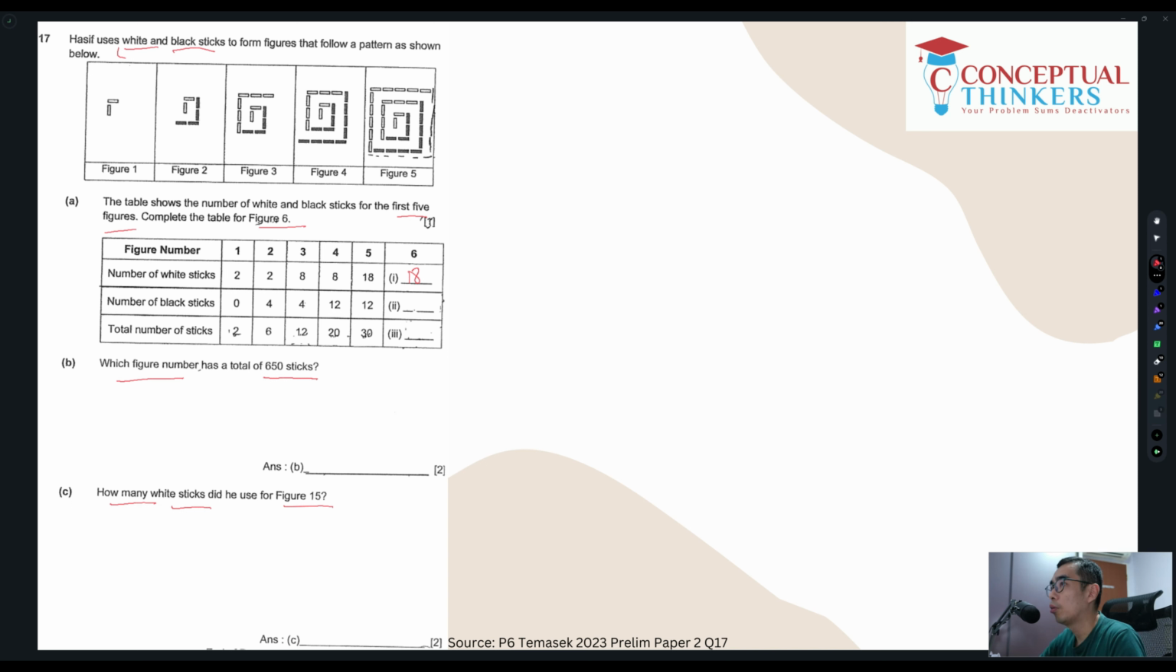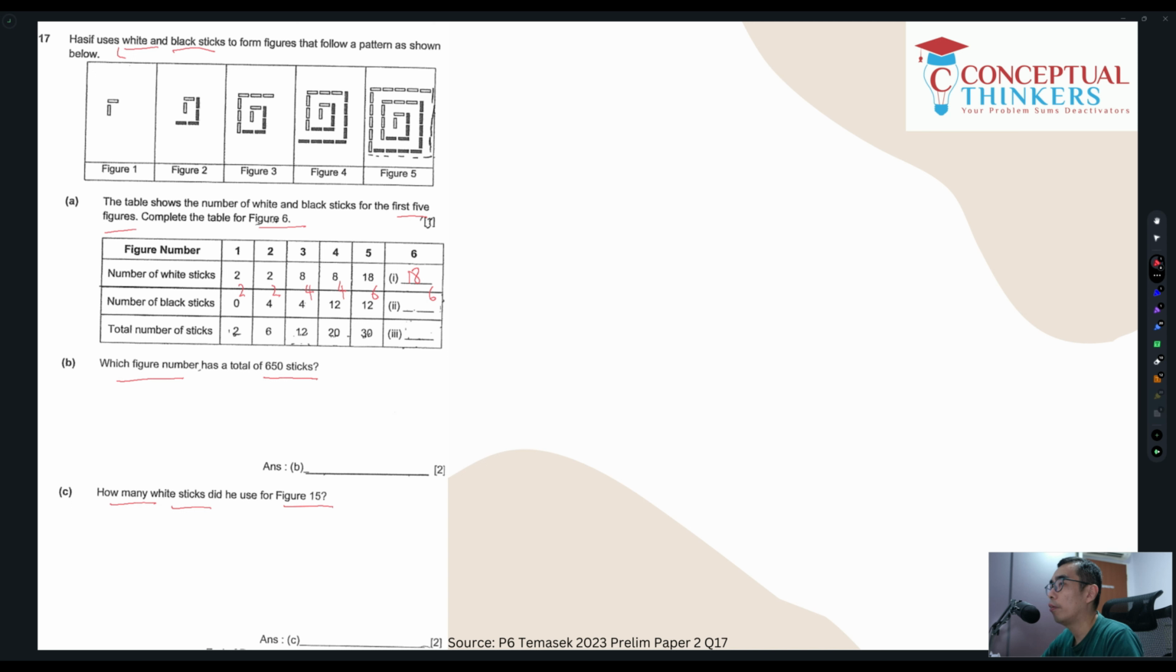So the first thing I will do is I will look at the difference. So you notice that the difference here will be 2, right? The difference here will be 2. Now the difference between 4 and 2 will be 2. Now the difference between 3 and 4 will be 4. Then 12 and 8 will be 4. So you notice that the difference will always be constant for every 2 figure numbers, starting from the odd figure number. Then for figure 5, the difference here will be 6. So I will expect the difference between the white and black sticks to be 6.